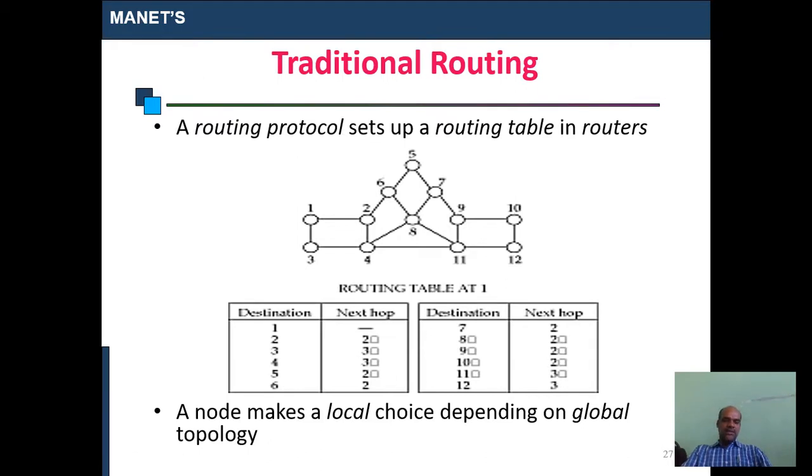But later on, day by day, more routing protocols have been designed, and mobile ad hoc networks are very strong in routing protocols. So in the next lecture, we'll discuss the protocols we have for mobile ad hoc networks.